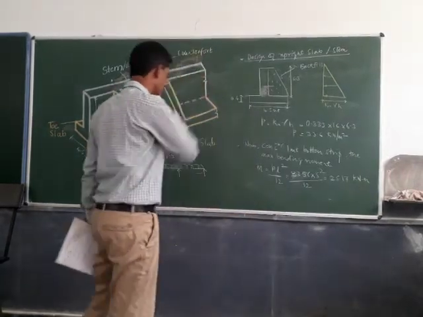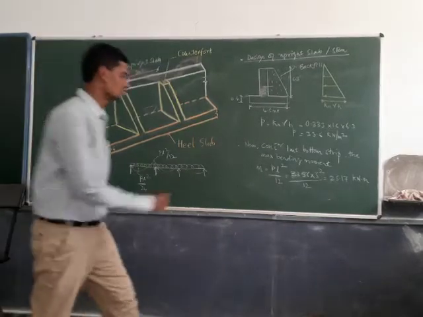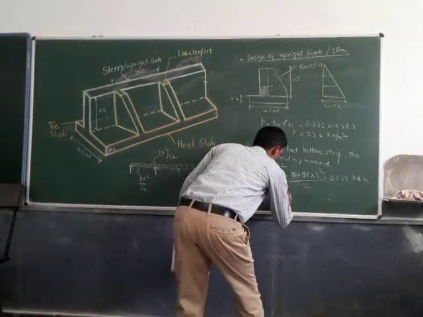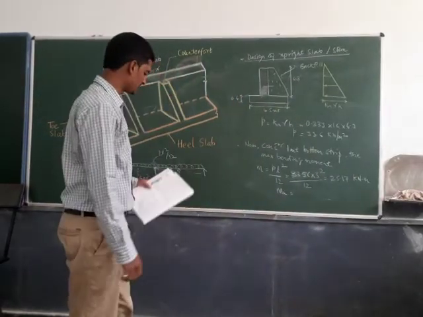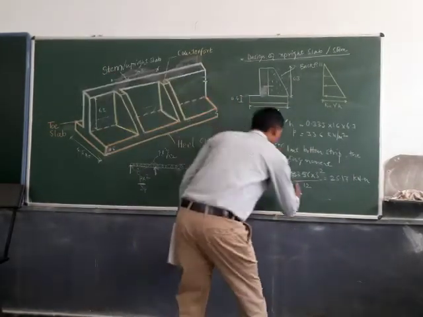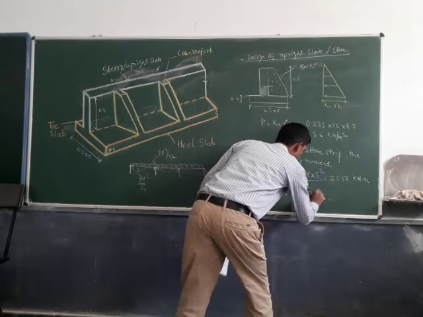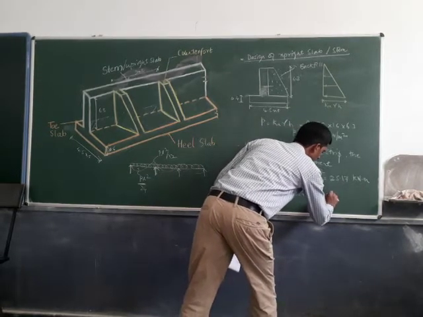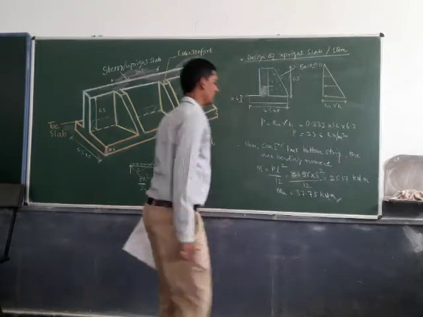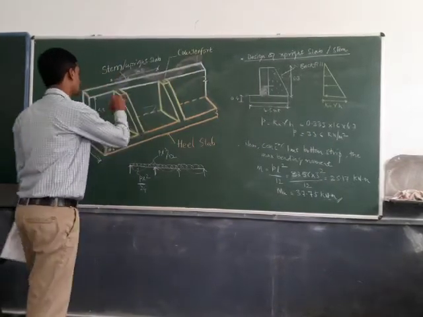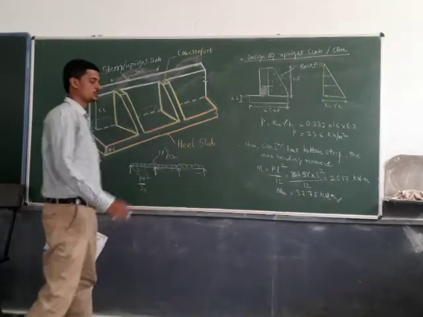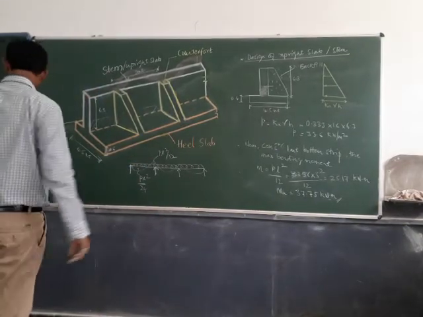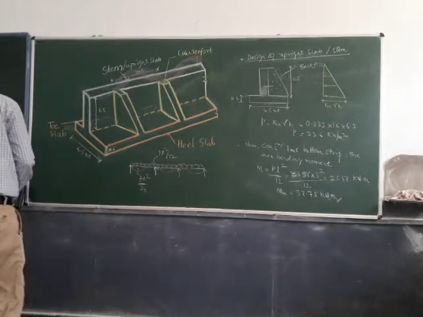25.17 kilonewton meter. Therefore, the factored bending moment Mu will be obtained by multiplying by the factor 1.5. This bending moment we get as 37.75 kilonewton meter. So this is the maximum bending moment acting over the upright slab because of the soil earth pressure. So that is 37.75 kilonewton meter.